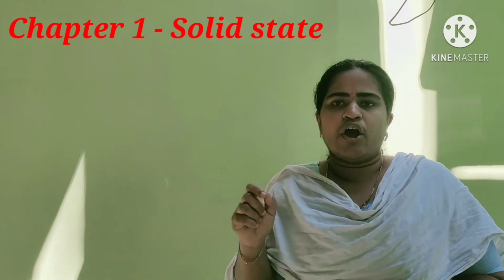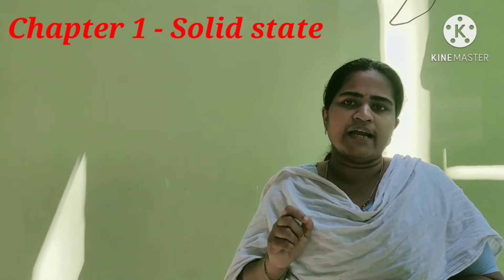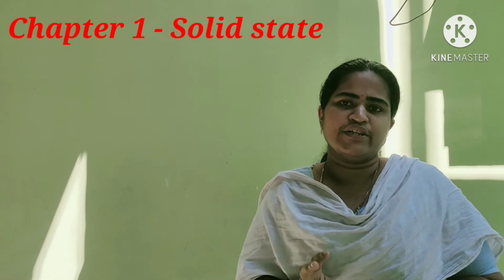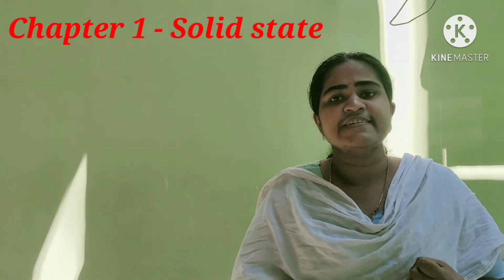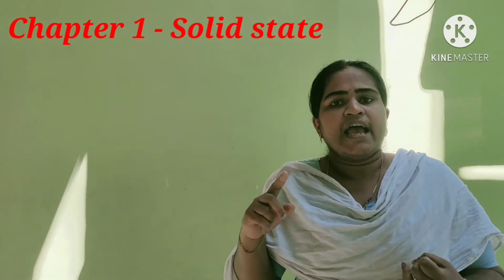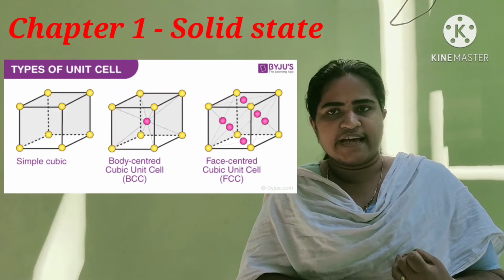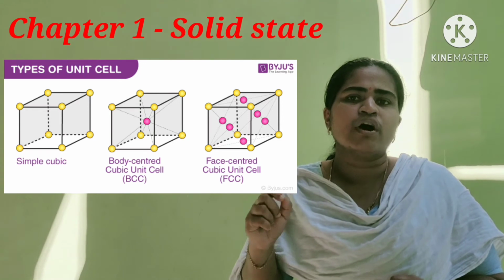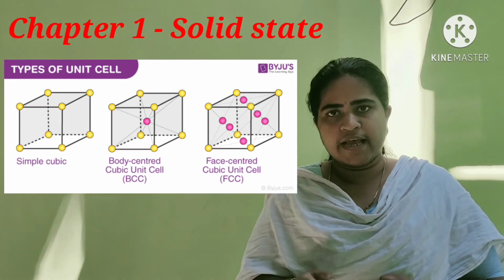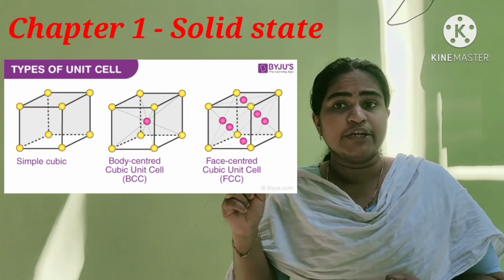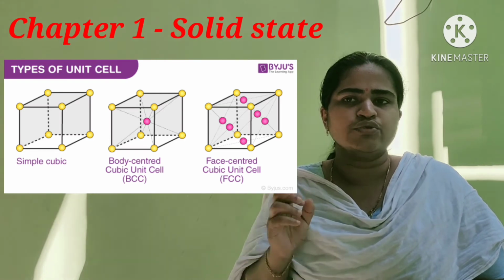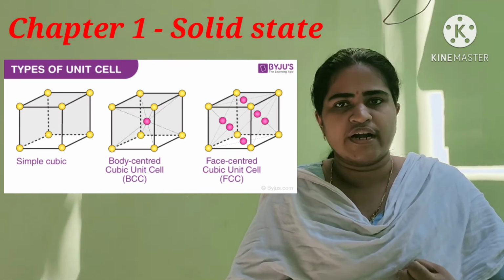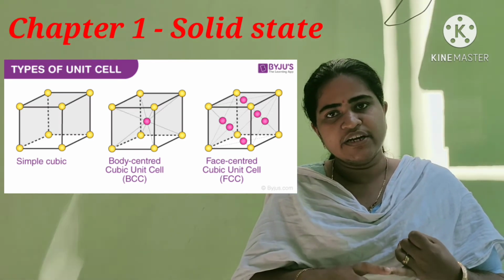The position of the constituent particles occupied in the unit cell is classified into two types. First one is primitive unit cell. In the case of primitive unit cell, the constituent particles are occupied at the 8 corners of the cube. The second type is centered unit cell. It is classified into 3 types, and the first one is body centered unit cell.